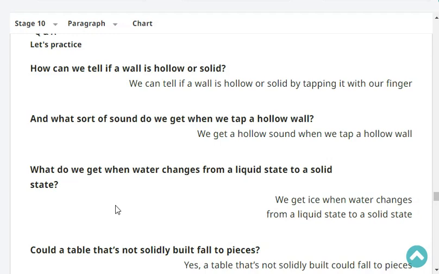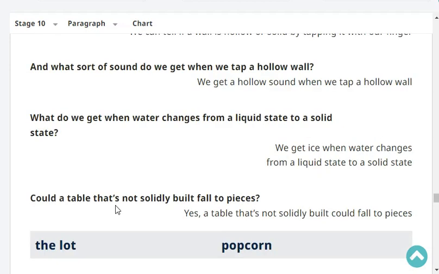We get a hollow sound when we tap a hollow wall. And what do we get when water changes from a liquid state to a solid state? We get ice when water changes from a liquid state into a solid state.